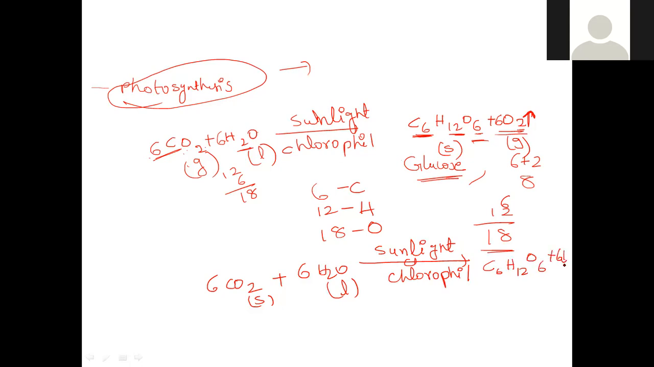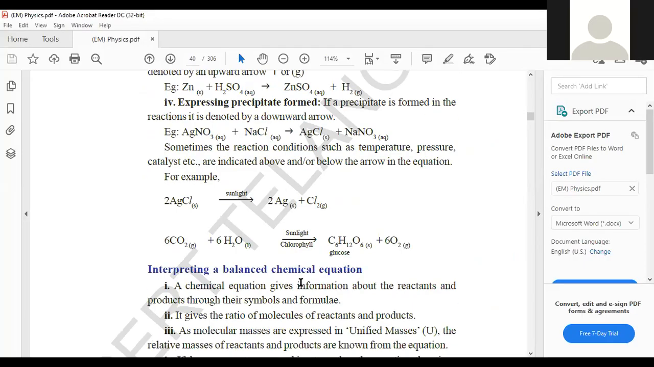C6H12O6 plus 6H2O is formed. This is called solid, this is called gas, this is called glucose, and this is called oxygen, which is liberated out, right? So the entire equation is in balanced state now. This is about photosynthesis. Now let us move on.